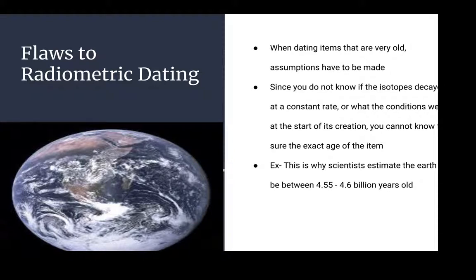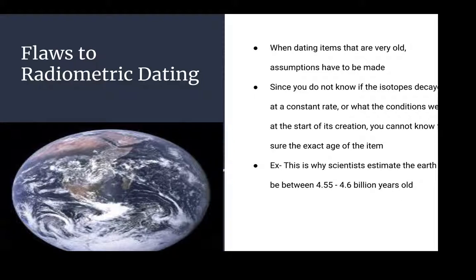flaws to it. When dating items that are very old, we have to assume. What I mean by that is that since you don't know that the isotopes are decaying at a constant rate, you can only assume that they are. Also, you don't know the conditions of the rock that you're dating, or what it went through over an extended period of time. So conditions might have changed for the rock, causing it to decay faster or slower.